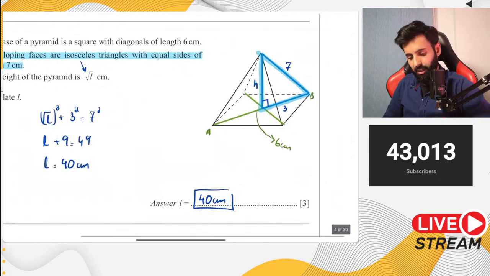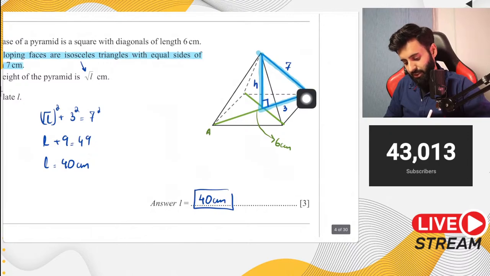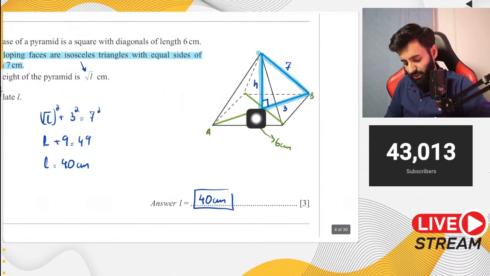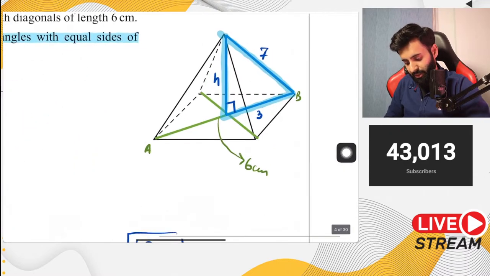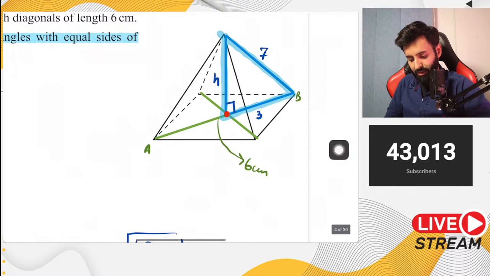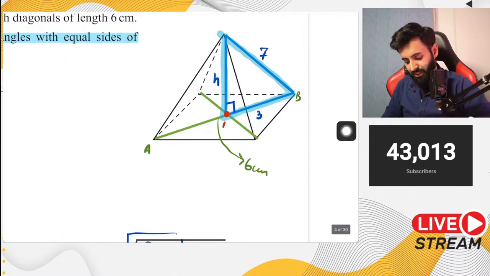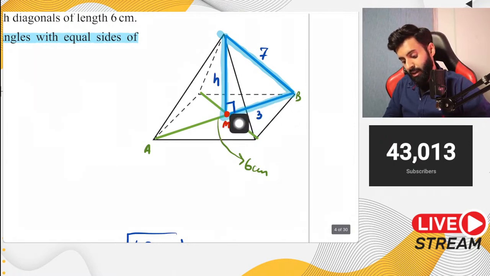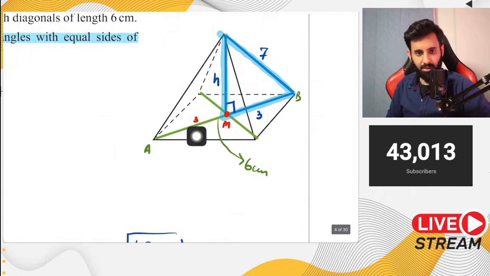Now I'll explain this question again. The question says that the square has diagonal 6 centimeters. So this is 6 and this is 6. If you're wondering where the 3 came from, remember every time we make a diagonal in a square, the diagonals intersect at the midpoint. So they're going to be divided into 3 centimeter each.